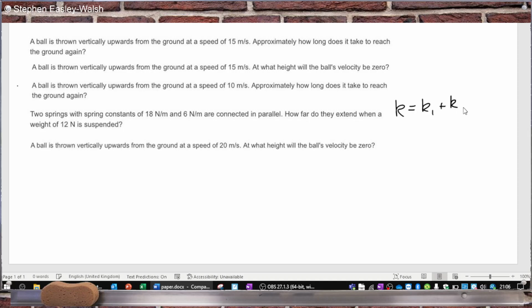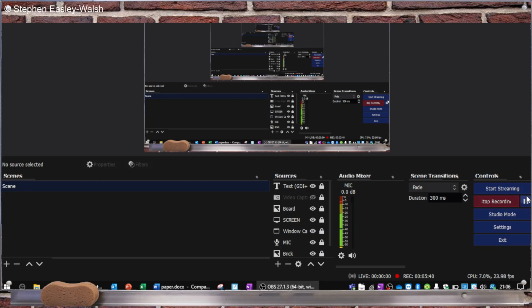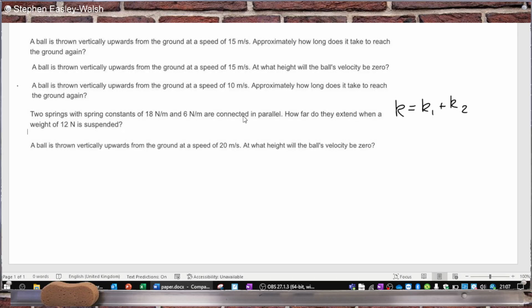K1 plus K2. And then if they're in series, it's 1 over K equals 1 over K1 plus 1 over K2, I think. I could easily be confused on this because there are so many series and parallel formulas, resistors, capacitors, springs, that I could be mixing it up. There's no harm in pausing for a few seconds just to check Google. Yes, Mr. Wikipedia agrees with me.